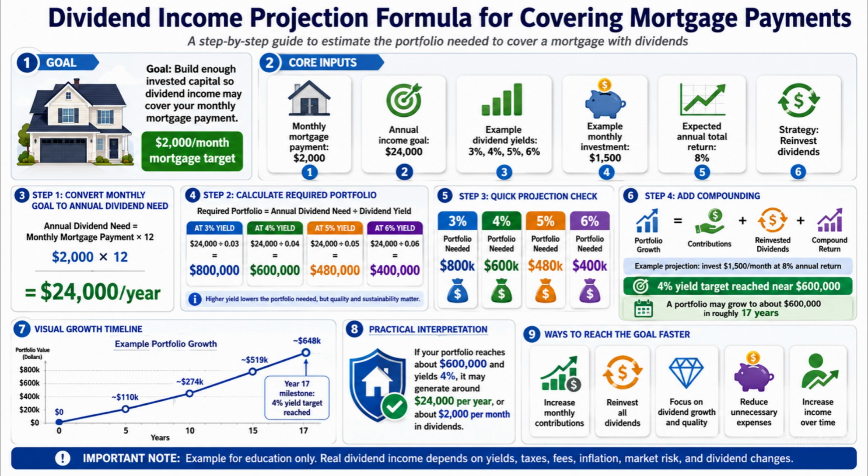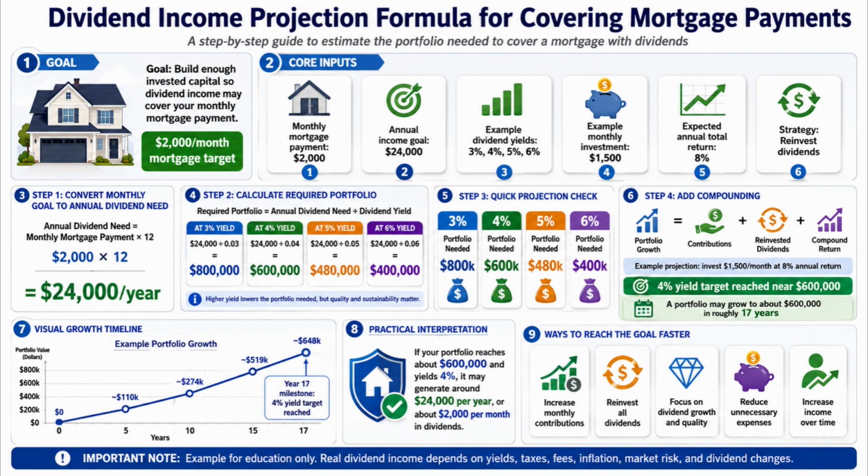After that, we calculate the required portfolio using dividend yield. The formula is required portfolio equals annual dividend need divided by dividend yield. For example, at a 3% dividend yield, $24,000 divided by 0.03 equals $800,000. At a 4% yield, $24,000 divided by 0.04 equals $600,000. At a 5% yield, the required portfolio becomes $480,000. And at a 6% yield, the required portfolio becomes $400,000.